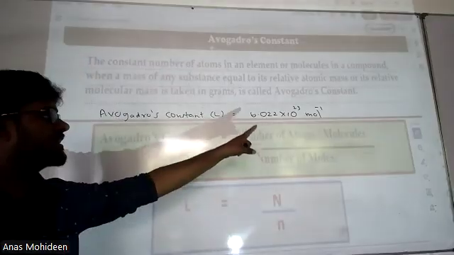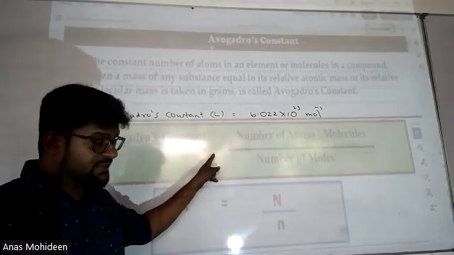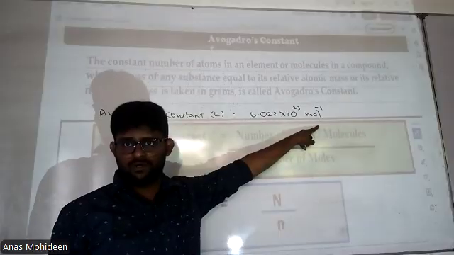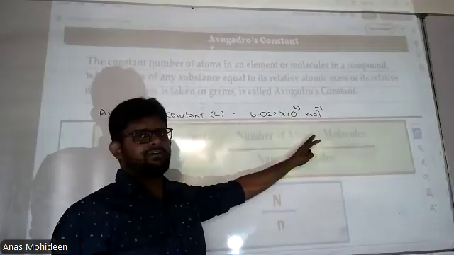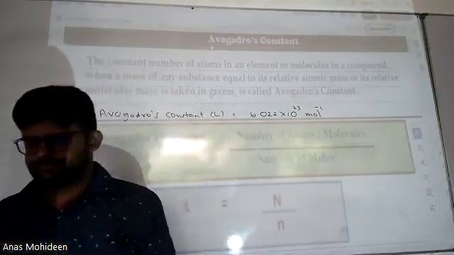Per mole. In 1 mole, this is the mole. So the unit of Avogadro's constant is per mole. Grams per mole comes for molar mass. Avogadro's constant comes for per mole.